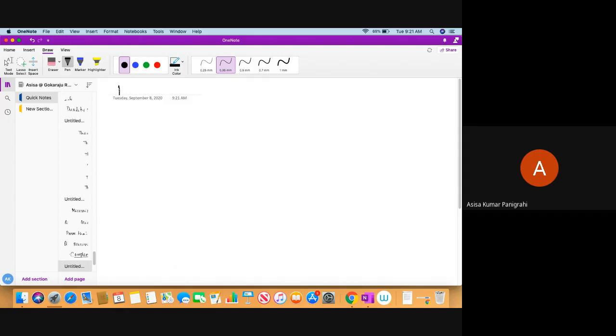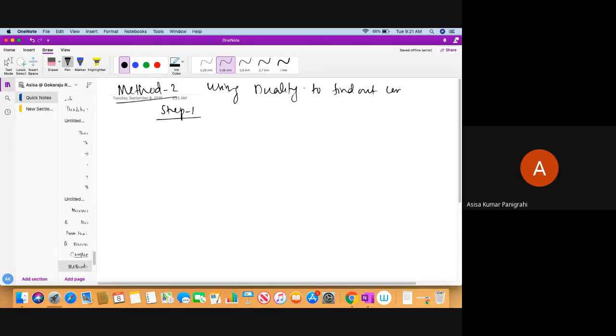So method 2 is nothing else, using duality. Using duality, what you need to do here to find out the complement of a given function. Okay, so the procedures are, please try to understand.